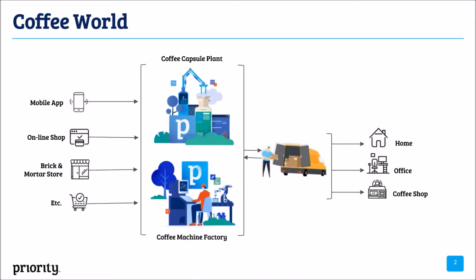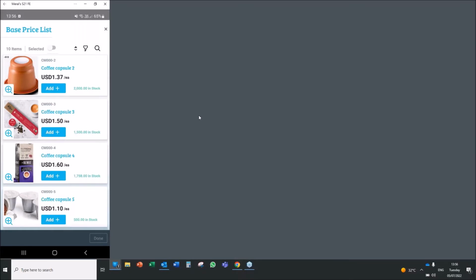We will use this example to show various types of demands and how they affect the planning process. Let's start with the first type of demand, the sales order. In order to show you the sales order, I'll open Priority's mobile app. In our example, the company's sales rep goes out into the field with Priority's mobile app to meet both existing and potential customers. One of the existing customers would like to make an order for a monthly supply of coffee machines and coffee capsules.